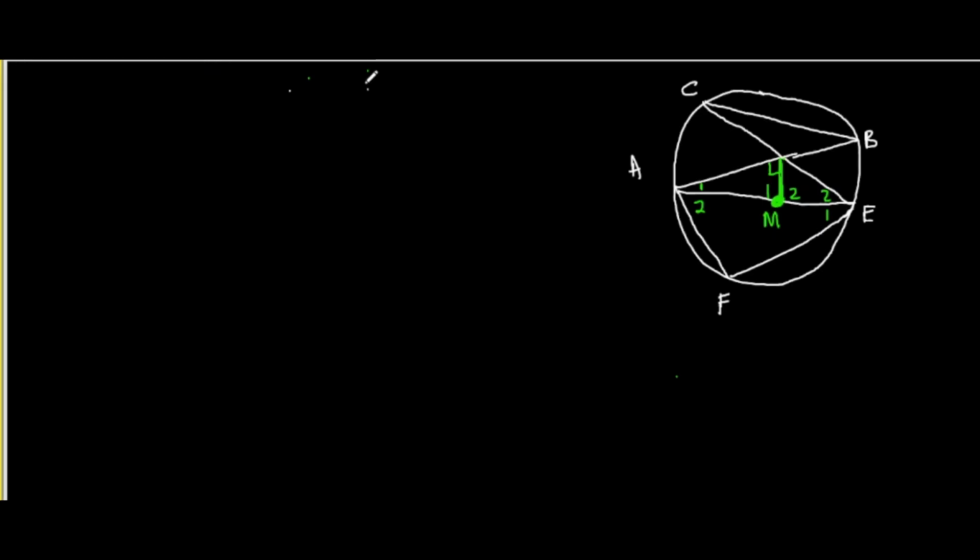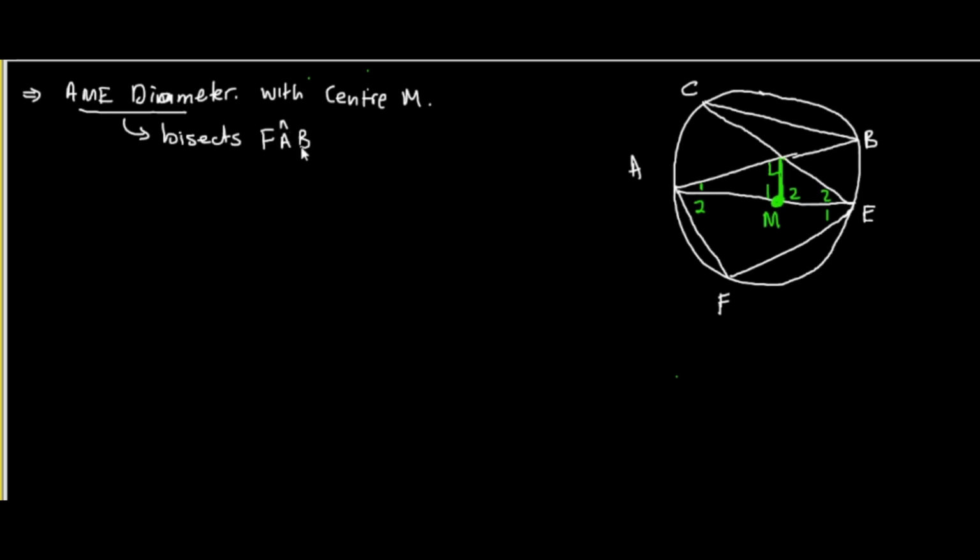But I'm just going to give you guys something very important here. So remember, this is not drawn to scale, but the most important thing in the statement is that AME is a diameter with center M. So now this diameter, it is given that it bisects the angle FAB. We'll come back to that.